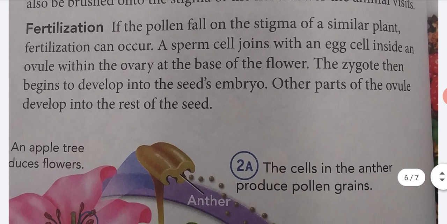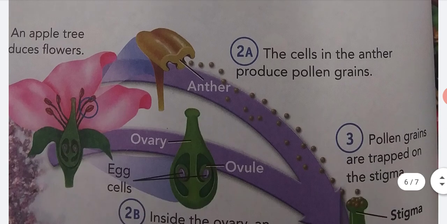Fertilization. If the pollen falls on the stigma of a similar plant, fertilization can occur. A sperm cell joins with an egg cell inside an ovule within the ovary at the base of a flower. The zygote then begins to develop into the seed's embryo. Other parts of the ovule develop into the rest of the seed.